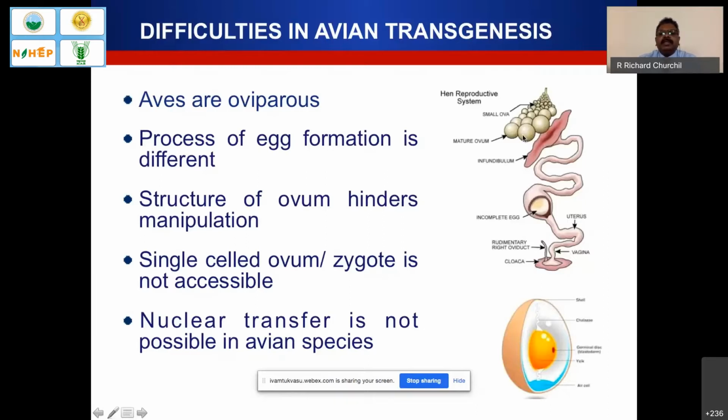The other difficulty is that the ovum is embedded in yolk material, so it is not transparent and not visible for any manipulation. Also, nuclear transfer is not possible in chicken, because for nuclear transfer you have to manipulate the ovum, but as it is embedded in yolk and covered by many layers of egg, a single cell ovum is not accessible for manipulation in poultry.